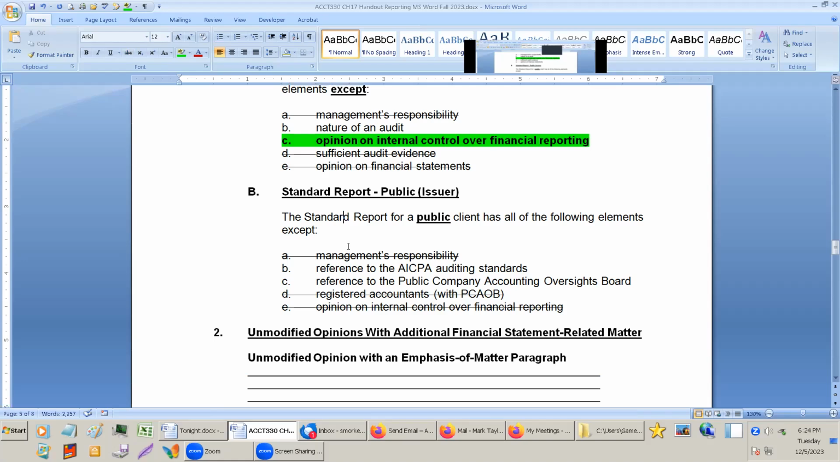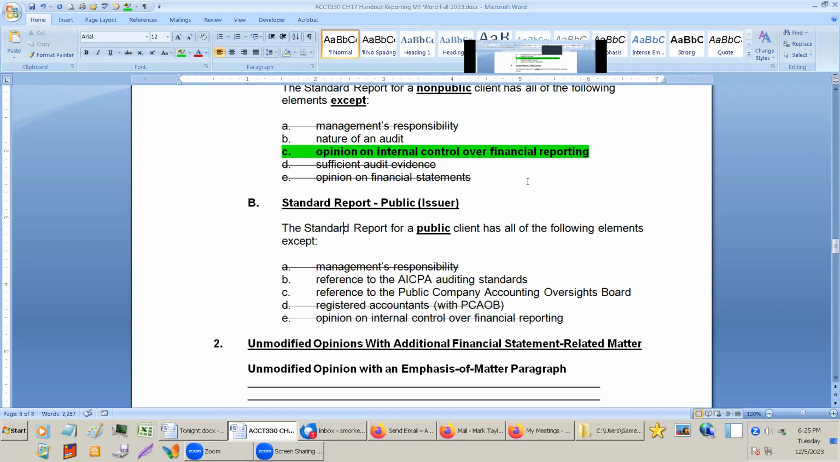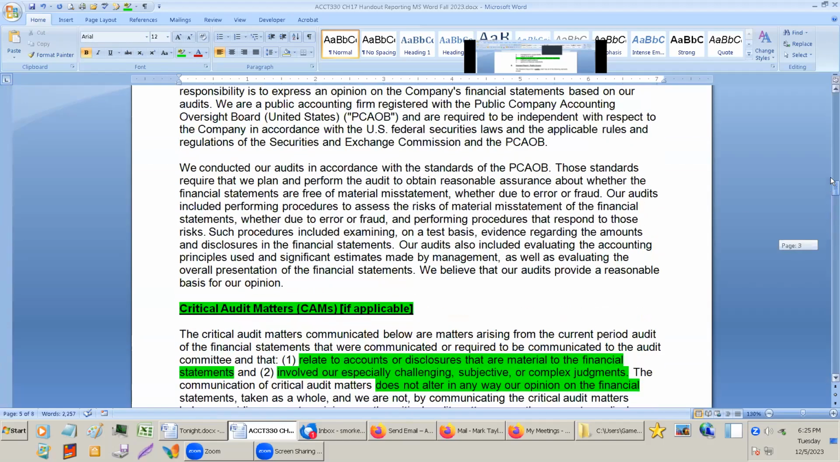So which one of these don't we probably have? No one has a guess? Oh, come on. I'll tell you what, let's take a look-see at it.